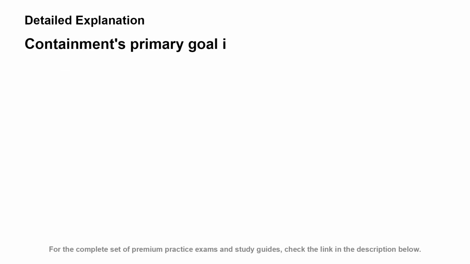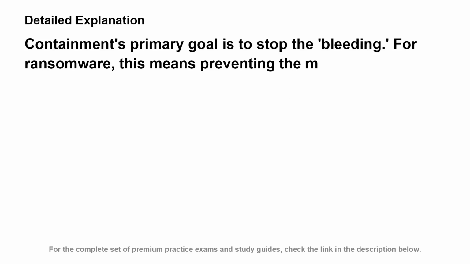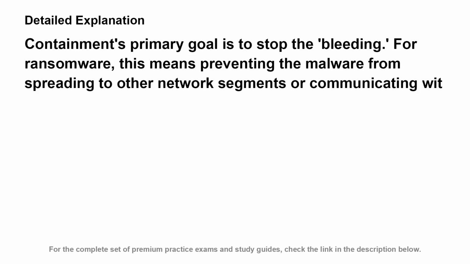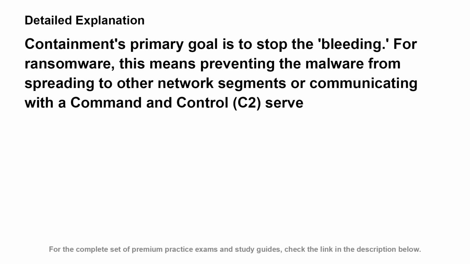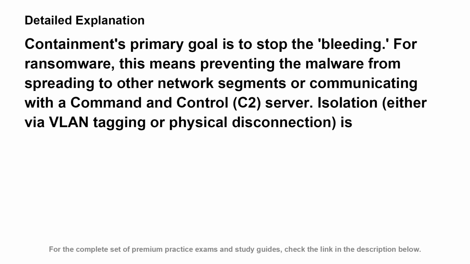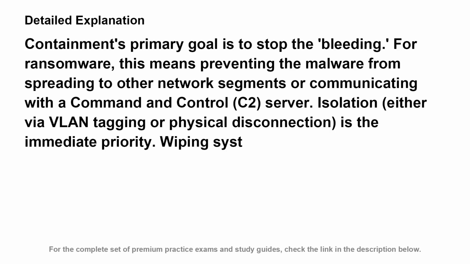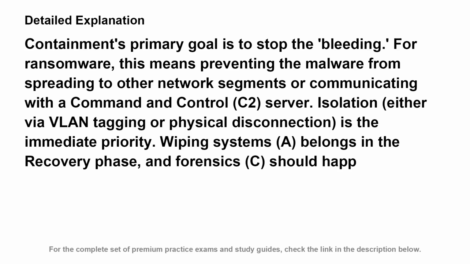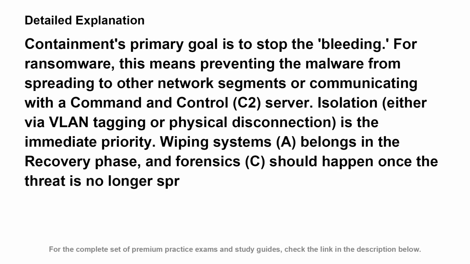Containment's primary goal is to stop the bleeding. For ransomware, this means preventing the malware from spreading to other network segments or communicating with a command and control (C2) server. Isolation, either via VLAN tagging or physical disconnection, is the immediate priority. Wiping systems, A, belongs in the recovery phase, and forensics, C, should happen once the threat is no longer spreading.